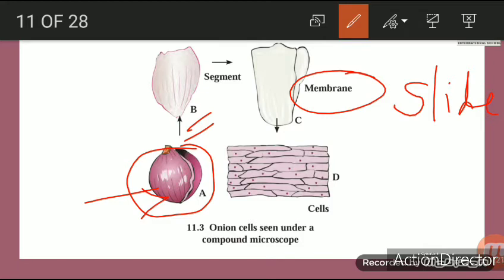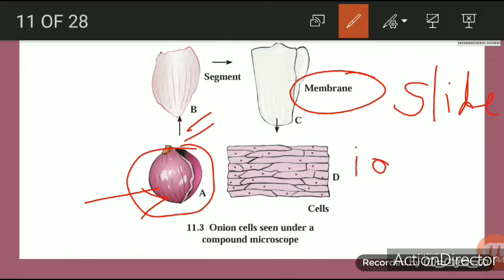Slide is what? A small rectangular piece of the glass. It's a transparent glass on which this membrane has to be kept. It is mixed with, or we have to put a drop of some dilute solution of iodine or eosin. Okay, now iodine or eosin.